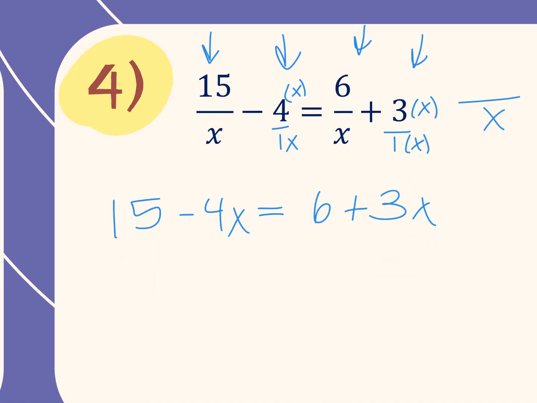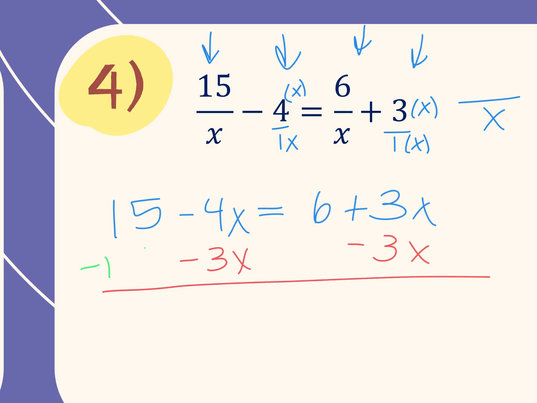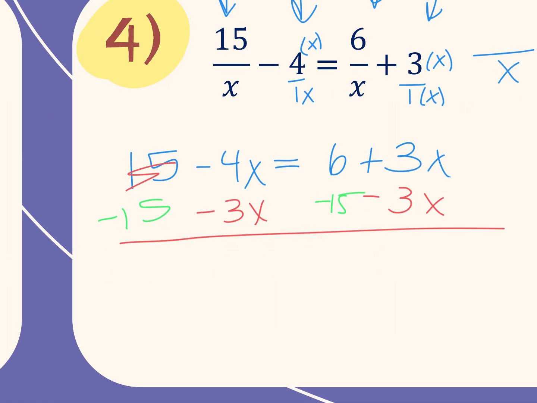Now you need numbers on one side and x's on the other. I'm going to move 3x to the left because I like variables on the left-hand side. And then I'm going to move the 15 to the right. So my 15s will cancel. What's negative 4x and a negative 3x? Good. Negative 7x equals, what's 6 minus 15? What kind of 9? Negative 9.